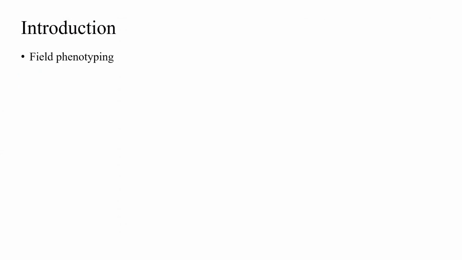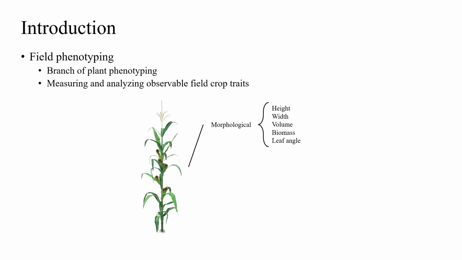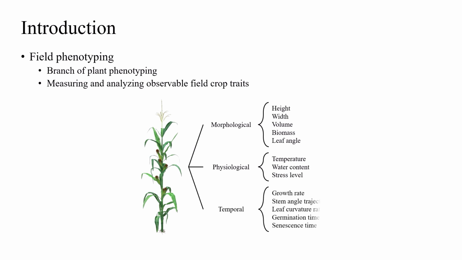Field phenotyping is a branch of phenotyping, which refers to the process of measuring and analyzing observable field crop traits. Given a plant, field phenotyping might characterize its morphological traits such as height, width, volume, biomass, and leaf angle. Its physiological traits such as temperature, water content, and stress level. And its temporal traits such as growth rate, stem angle trajectory, leaf curvature rate, germination time, and senescence time.